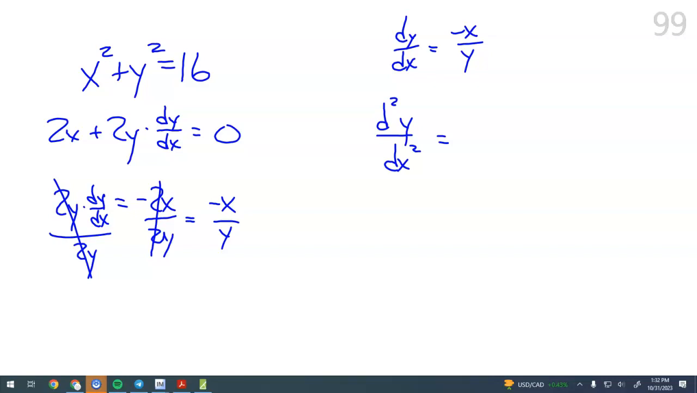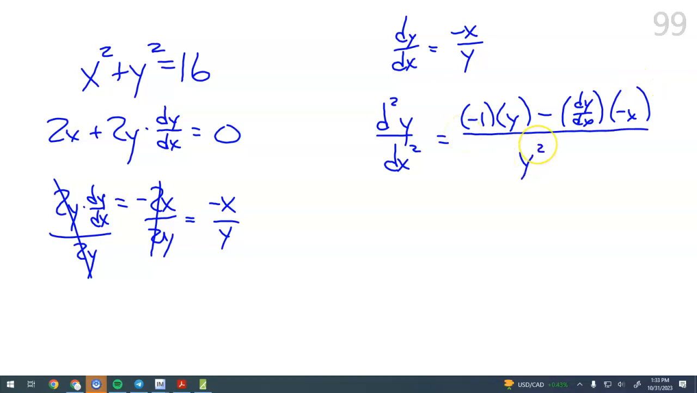So quotient rule says f prime g minus g prime f. So f prime is negative 1. g is y. Minus g prime. What's g prime? dy dx times f, all over the bottom squared. Is that part okay?